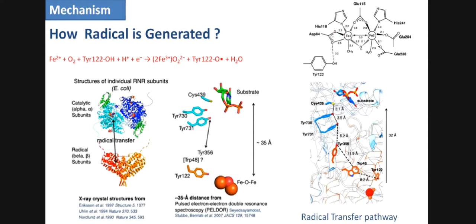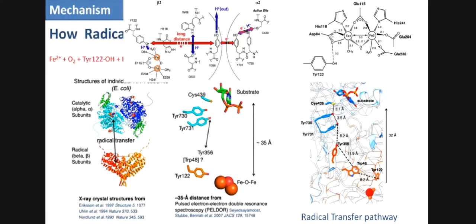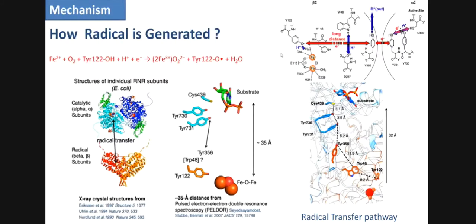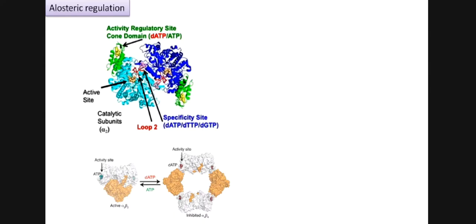Actually, radical transfer happens from the beta 2 subunit. The Fe2+ and oxygen in beta 2 convert tyrosine to a tyrosyl radical, and this radical is transferred to the alpha 2 subunit. The radical transfer pathway is shown here. This radical transfer happens along with proton transfer as shown like this, and the electron travels almost 35 angstrom and reaches the alpha 2 subunit.